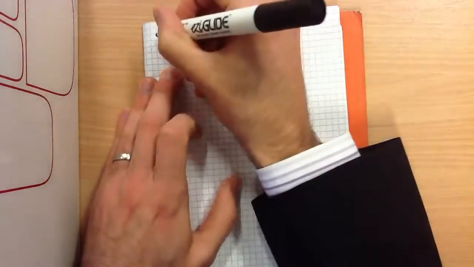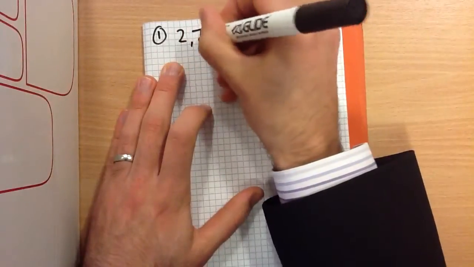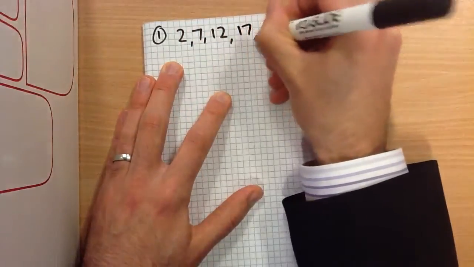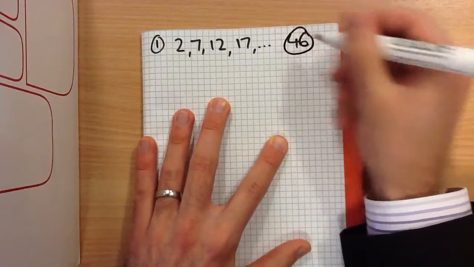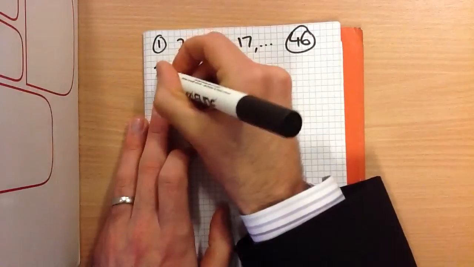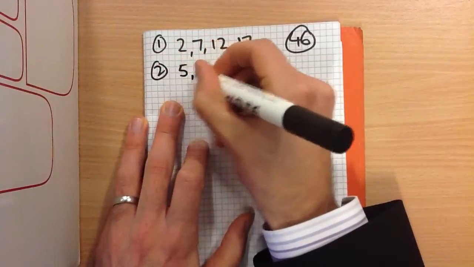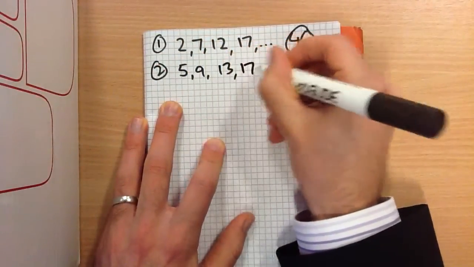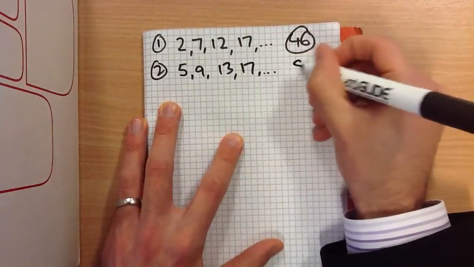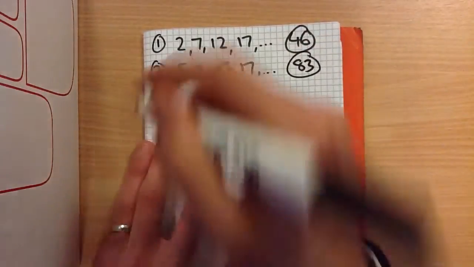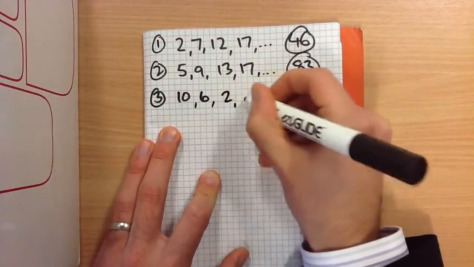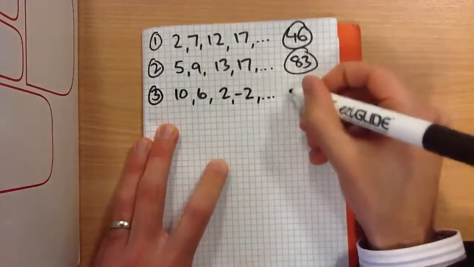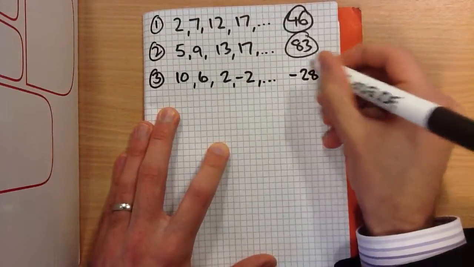So some questions for you to do now. Firstly, take the sequence 2, 7, 12, 17 and so on, and I want you to tell me if 46 is in that sequence. Then secondly, the sequence 5, 9, 13, 17 and so on, and tell me if 83 is in that sequence. And thirdly, take the sequence 10, 6, 2, minus 2 and so on, and tell me if the number minus 28 is in that sequence.